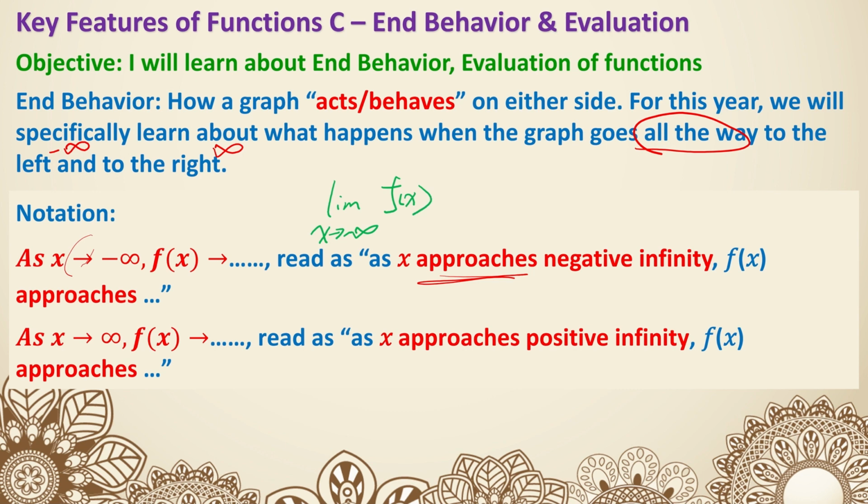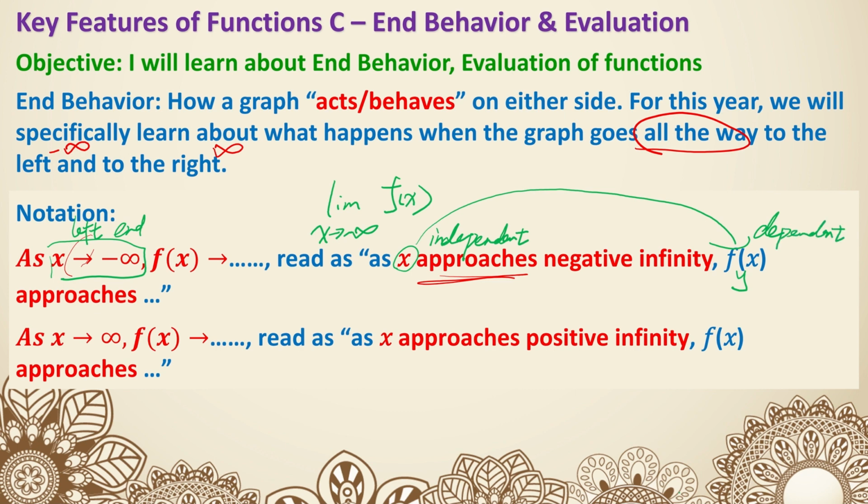So now let's understand a bit more about the notation. As x approaches negative infinity, that means you're looking on the left side of the equation, or left end of the graph. And typically, we have learned before, x is called the independent variable. That's why we look at the x first, and then the f of x, or in other words, the y, is going to be the dependent variable. That depends on where we are looking for the x.